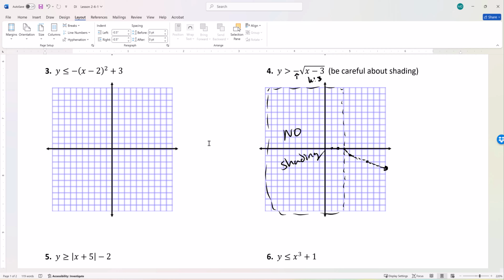So the question is, which side of this graph am I going to shade? Is it this side or is it this side? So you can test a point. So what if I picked this value right here? 1, 2, 3, 4, 0. So let's test 4, 0. So I plug in 0 for y. Is that greater than or equal to -4 minus 3? Is 0 greater than or equal to negative... that's 1, so -1. That's true. So this side is true. So we're going to shade.